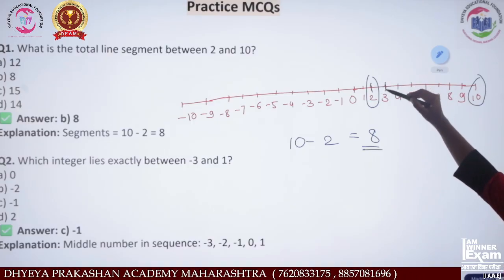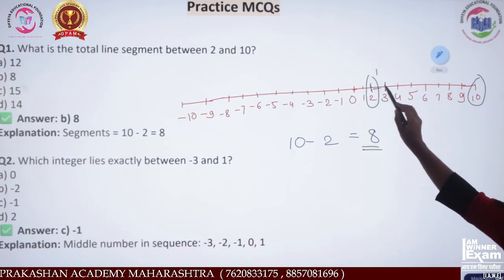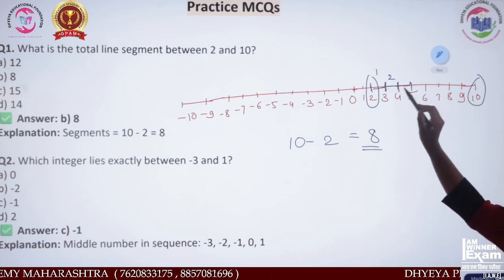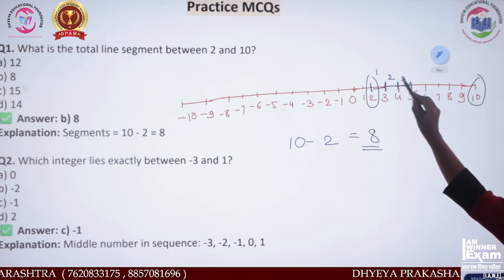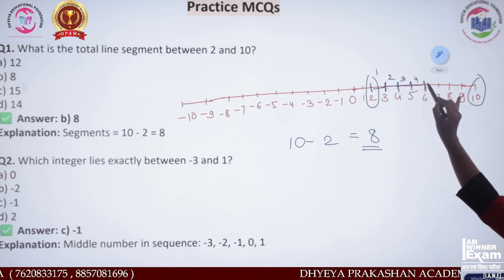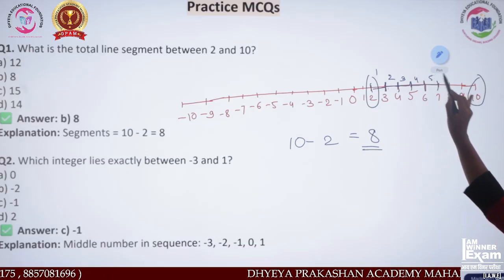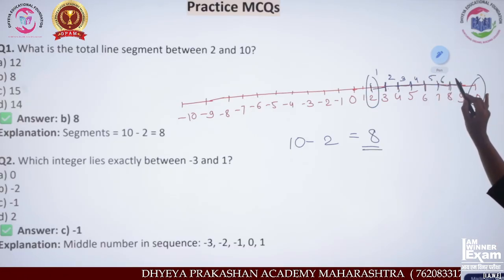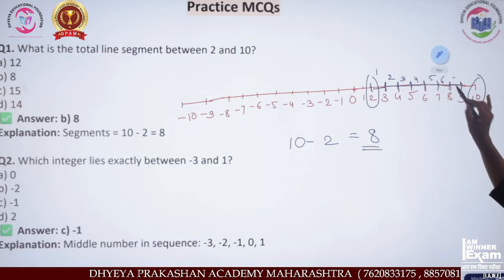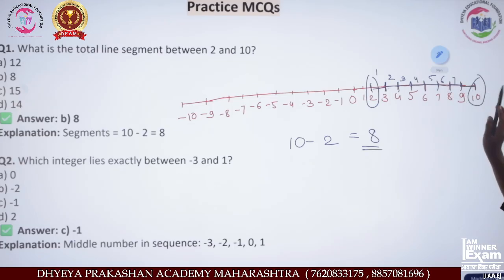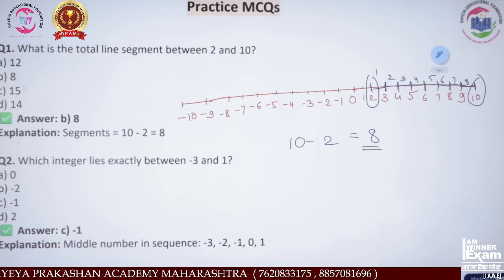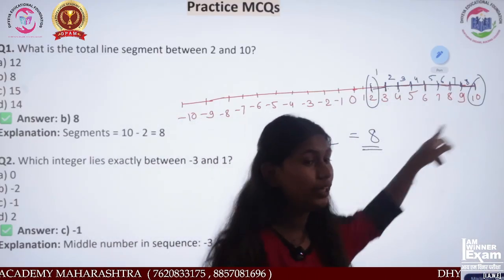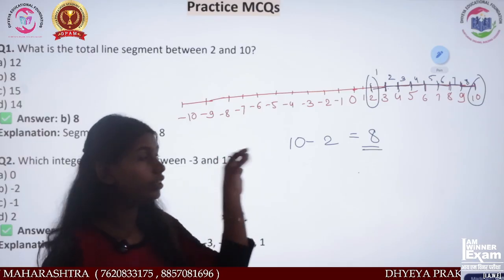So, from 2 to 3 it is 1, okay, then 3 to 4, 2, 4 to 5 it will be 3, 5 to 6 it will be 4, 6 to 7 it will be 5, 7 to 8, 6, 8 to 9 it will be 7, and 9 to 10 it will be what? 8. So after counting and by applying the formula we get the same answer.